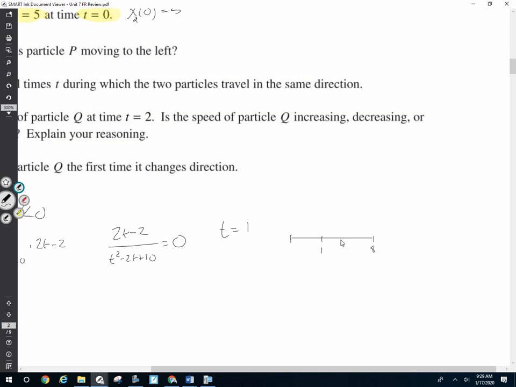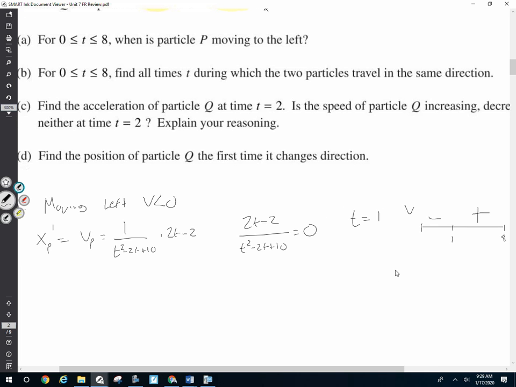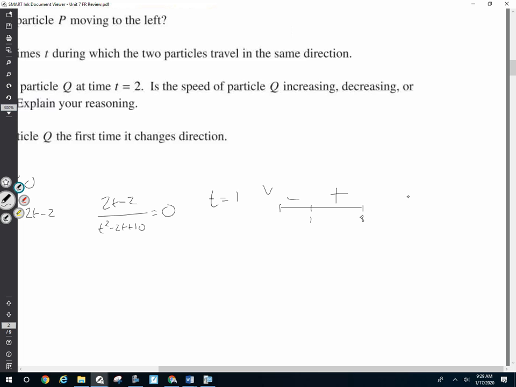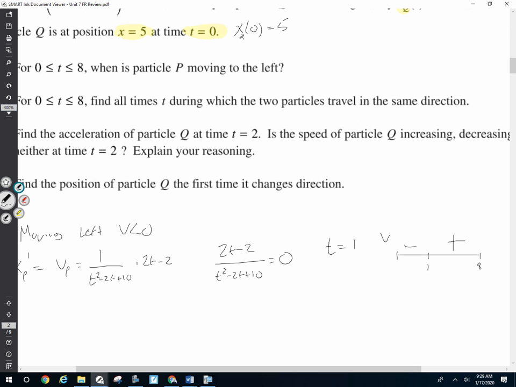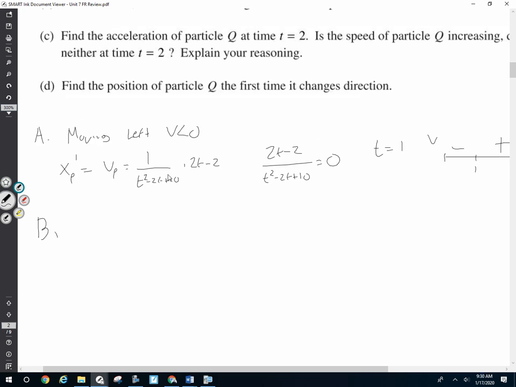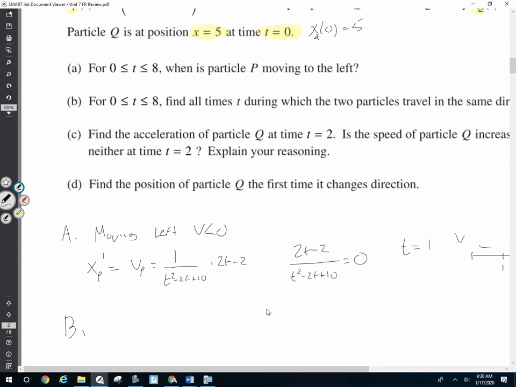Plug in something like 0.5, and that will be a negative. This will be a positive for sure. So negative. Plug in something like 3: positive, positive. Positive. So this is velocity. So velocity is negative here, traveling left from 0 to 1 because v is negative. Part B: are the 2 particles traveling in the same direction? So one of the velocities equaling the same sign.